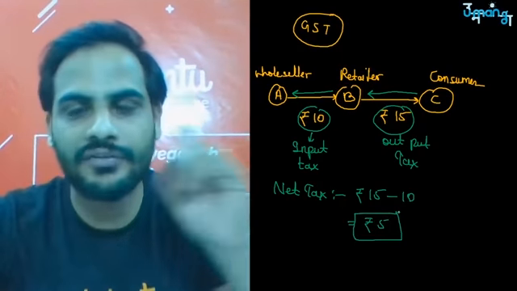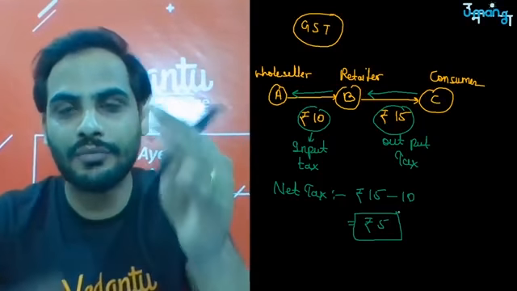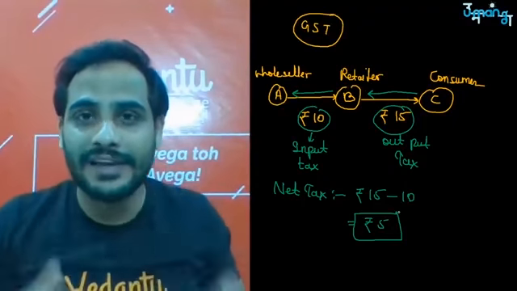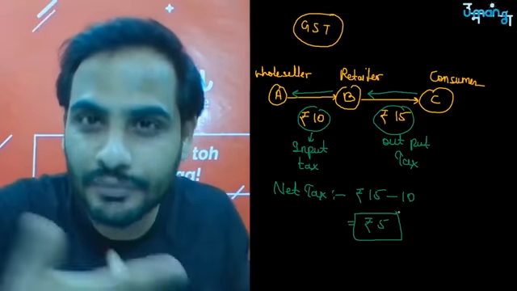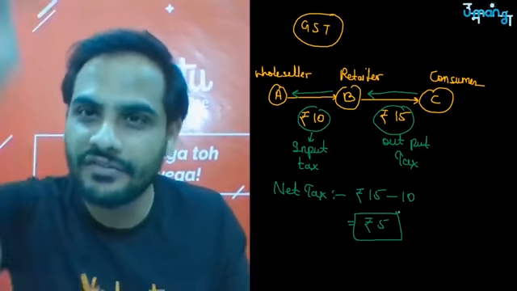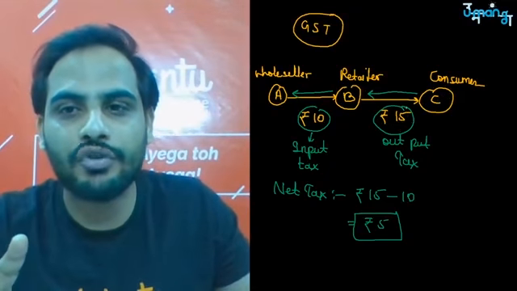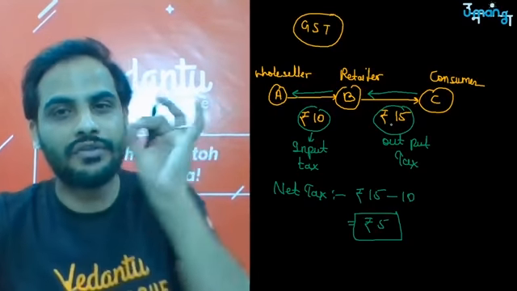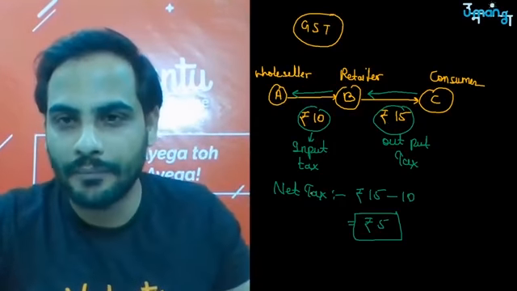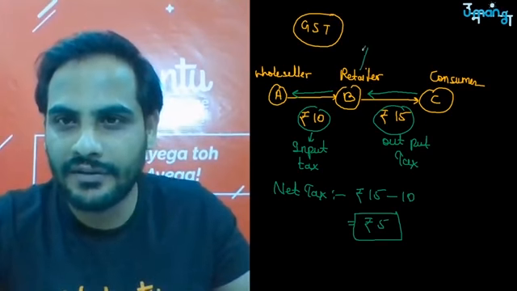Now in this process, always remember, when the item goes from wholesaler to retailer to consumer, and the consumer consumes that item, the final tax on any product which reaches the government is what the consumer pays. See here, the consumer has paid 15 rupees. So now the government will get 15 rupees. How? See, this B has paid 5 rupees as the tax.